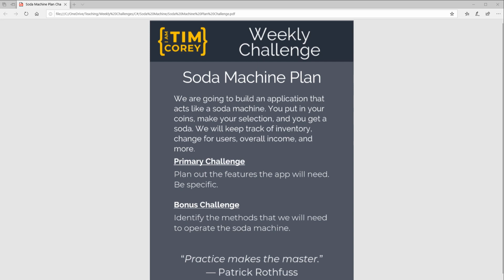Now, in our soda machine, you put in your coins, you make your selection, and you get a soda. We'll keep track of inventory, change for users. So for example, if a user puts in 75 cents, then we're going to keep track of that and know they put 75 cents in, because if they want to buy something, we have to know they put enough money. And then we're going to track overall income for the soda machine. So the idea that how many people have bought, how much they paid, and so on, to get a total number for our soda machine, and more.